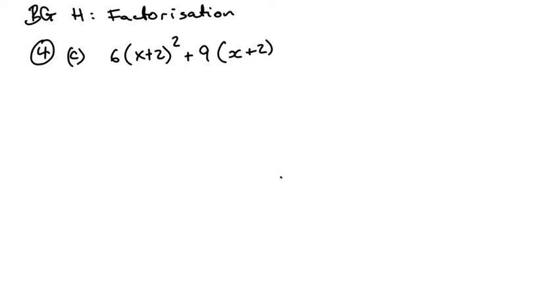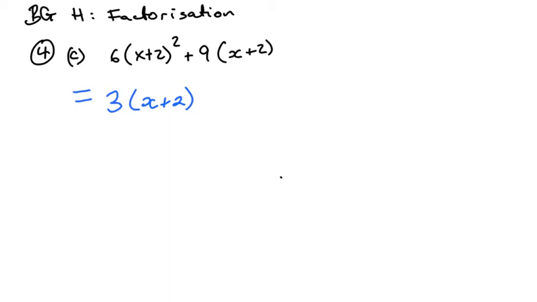When you've got bracketed terms and multiple things inside each term, try and keep it simple. So I'm going to go with the numbers first. Here I've got a 6 and a 9. Obviously the highest common factor of 6 and 9 is 3. Secondly, I've got this bracket x plus 2 occurring twice in the first term and once in the second term, so they both have one bracket in common.